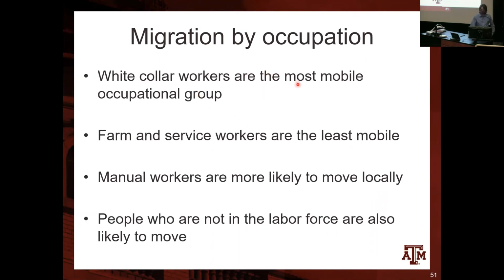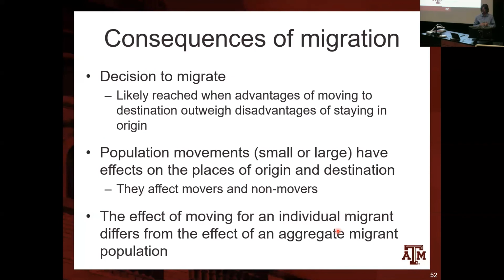White-collar workers are the most mobile occupation group. Farm and service workers are the least mobile. Manual workers are more likely to move locally. They usually have lower levels of education as well. And people who are not in the labor force are also more likely to migrate because they try to find jobs somewhere else. And after people, so we are talking about factors that are influencing migration: age, education, occupation. And after people move, what are the consequences of migrating, right?